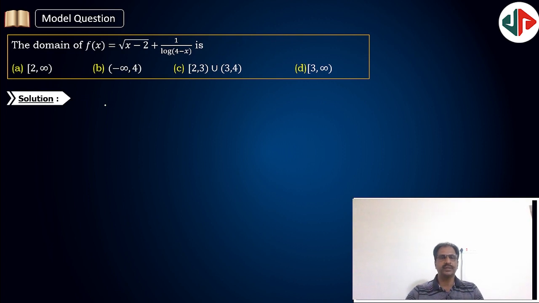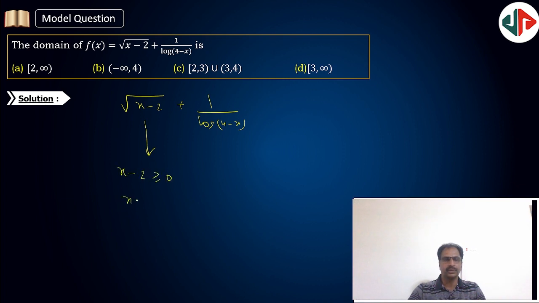Next, here we have the sum of two functions: under root x minus 2 plus 1 by log of 4 minus x. So whenever we require the domain of a sum of two functions, we have to find the individual domains and then the intersection of those two. First, let us find the individual domains. The function inside the root should be greater than or equal to 0. So x greater than or equal to 2 is the domain condition for the first function.